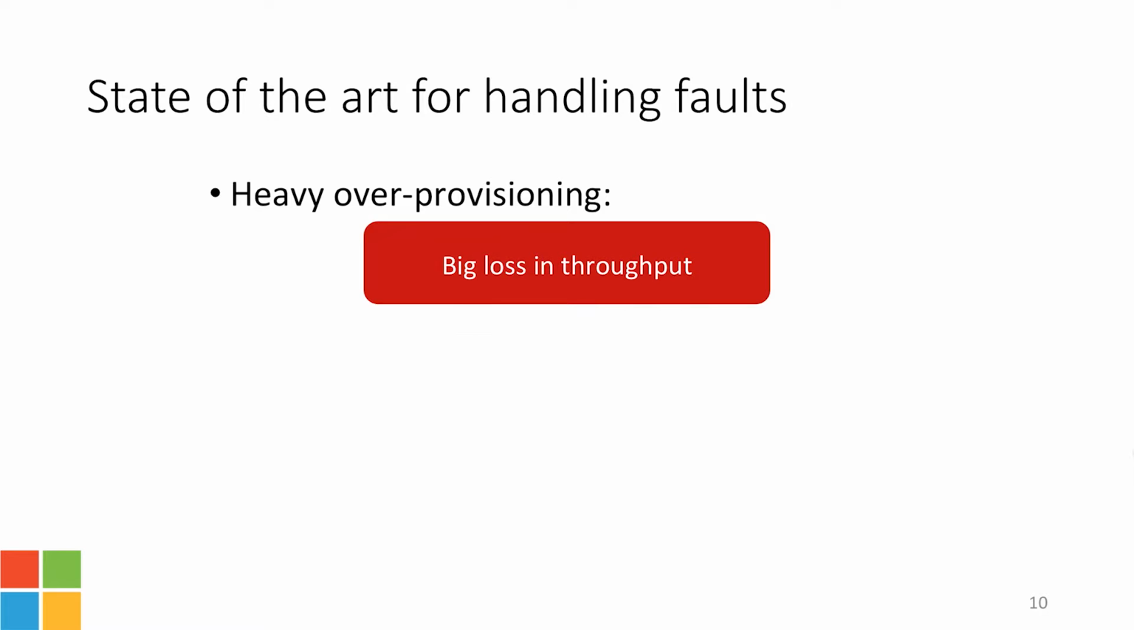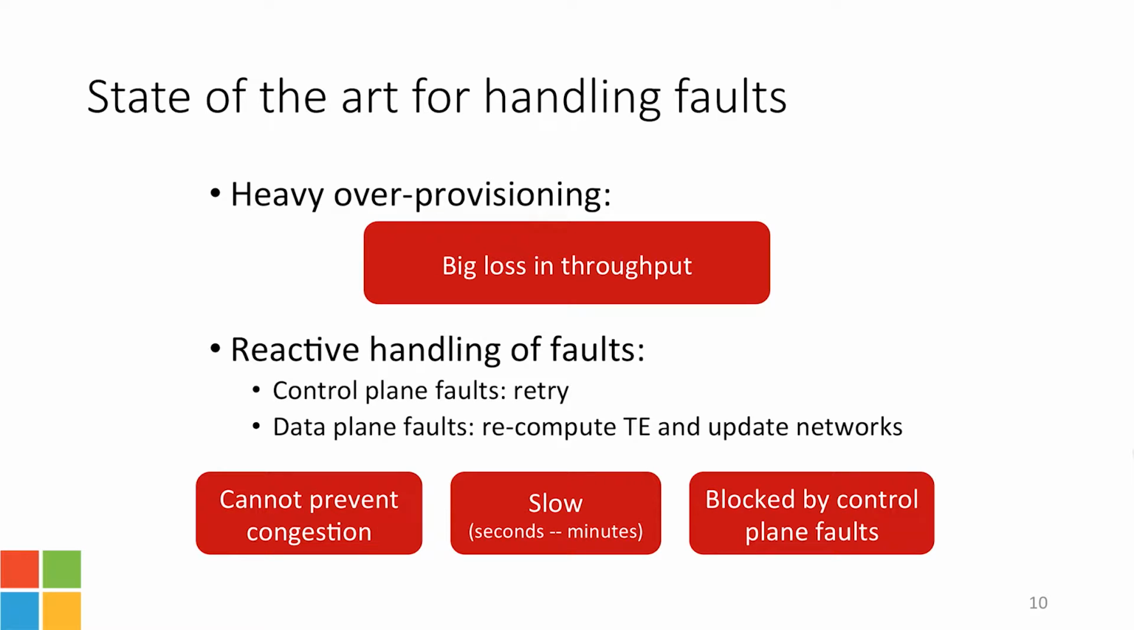And the other methodology is to react to faults. We don't do anything until the faults happen. But remember that in a real, large-scale network, reaction is really slow. And when you react slowly, it means that you cannot prevent any congestion from happening. And a reaction means another round of network configuration. And this round of configuration can still be blocked by the control plane faults. So the network will be messed up.